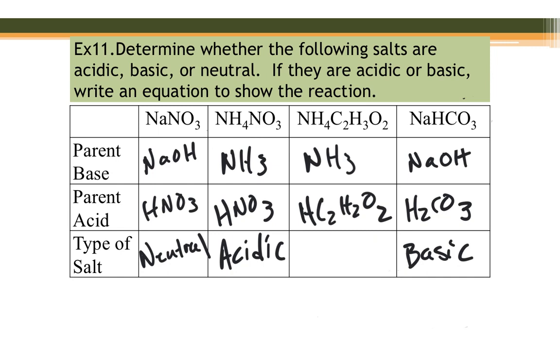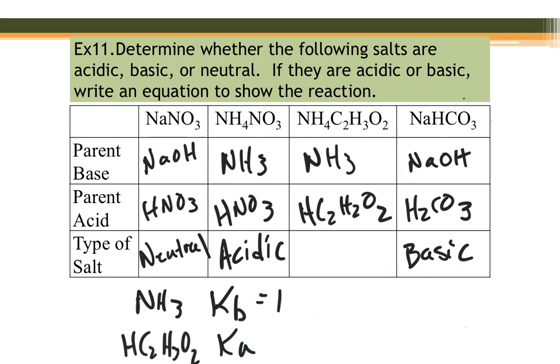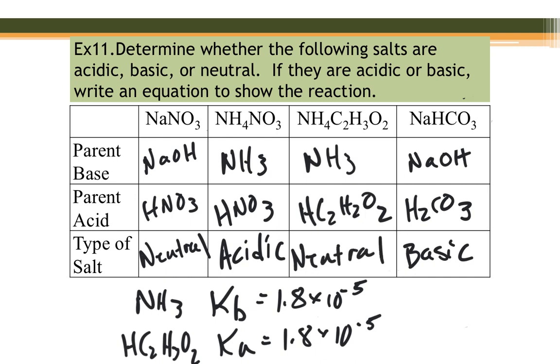So this one I need to figure out what type of salt it is. In order to do that, I'm going to need to know what the Kb is for the ammonia and what the Ka is for the acetic acid. So the Kb is 1.8 times 10 to the negative 5, and the Ka is 1.8 times 10 to the negative 5. Now we got lucky here. The Ka and Kb are the same. If they're the same value, then it's just like having weak, but they're both as weak as each other. So this would, in fact, be a neutral salt.